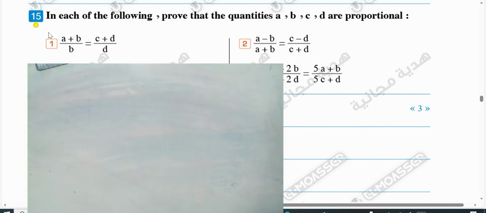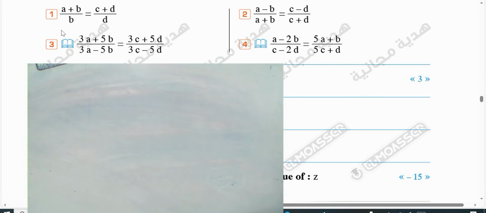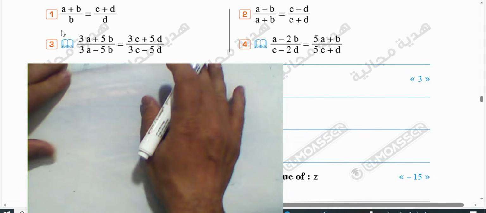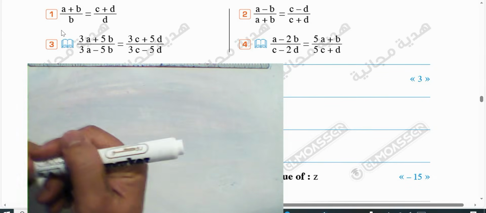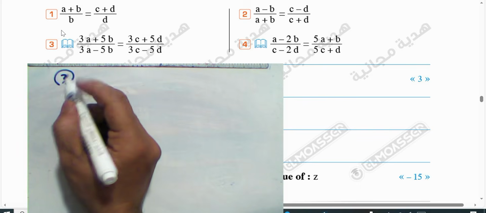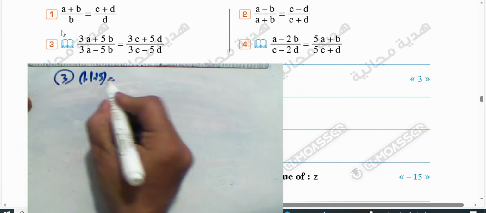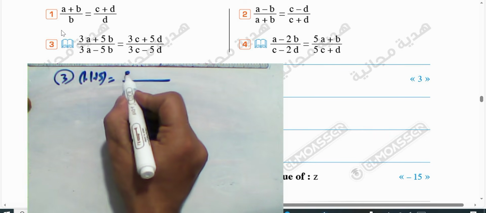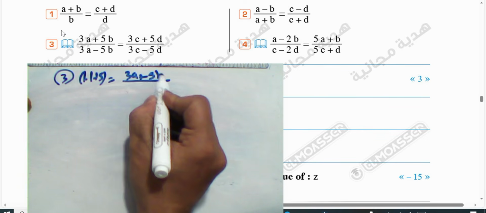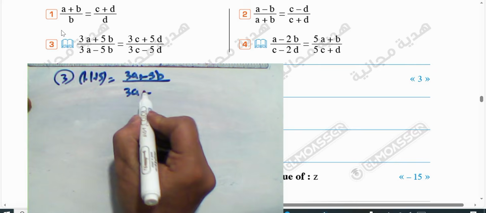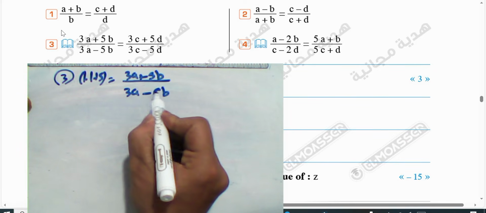Next question, number 3. We want to prove that left hand side equals right hand side. The left hand side was 3a plus 5b over 3a minus 5b.